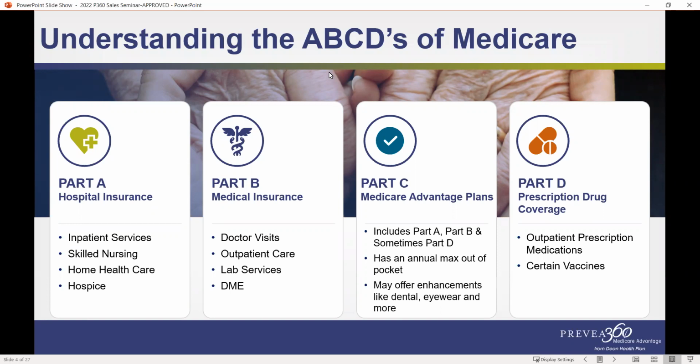Part C is what we're going to be talking about in detail today, and that's Medicare Advantage plans. In most cases, Medicare Advantage plans are going to have Part A, Part B, and sometimes Part D. They're always going to have an annual max out of pocket. I told you you'd hear that many times. And they may offer enhanced benefits like dental, eyewear, and more. Part D is pretty easy. Part D is for drugs, and it covers outpatient prescription drugs and certain vaccines.